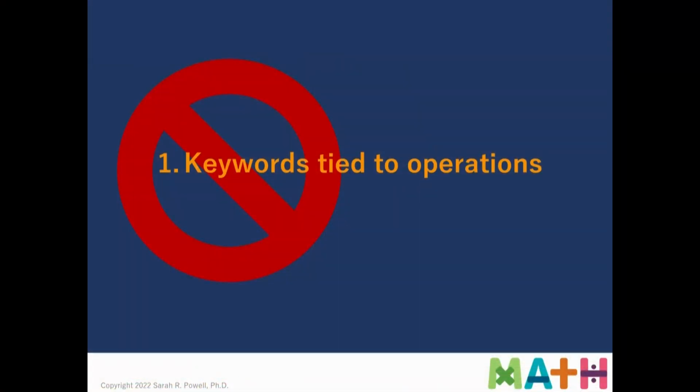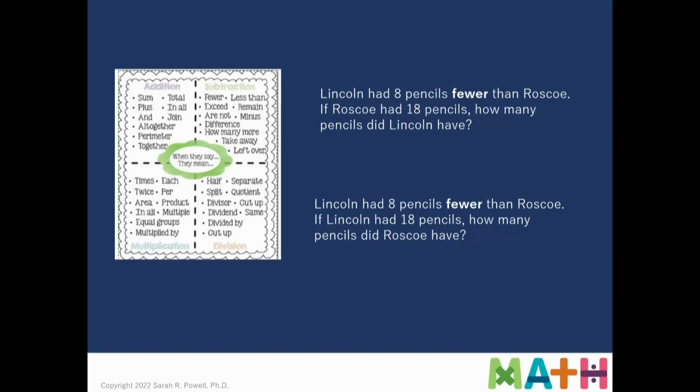Now, as we think about math teaching, especially math teaching related to word problems, there's two strategies that do not have an evidence base. So give me just about 2 minutes to review these so that we make sure that we're not doing these ineffective practices. And first up is tying keywords to operations. So here's an example of a keyword poster. On this poster, there are terms and they are organized by addition, subtraction, multiplication, and division.